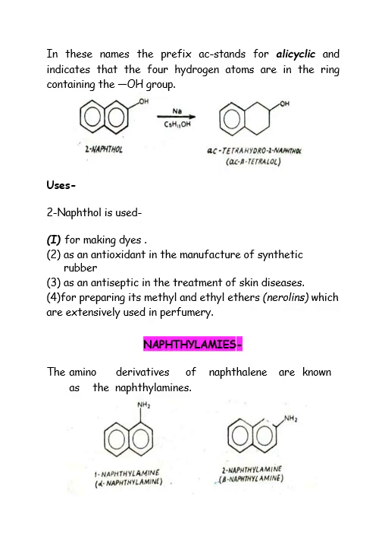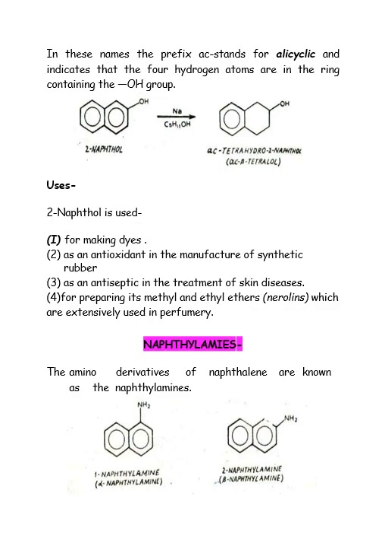Uses. 2-naphthol is used for making dyes, as an antioxidant in manufacturing of synthetic rubber, as an antiseptic in the treatment of skin disease, and for preparing its methyl and ethyl ethers, which are extensively used in perfumeries. Naphthylamines. The amino derivatives of naphthalene are known as naphthylamines: 1-naphthylamine and 2-naphthylamine.